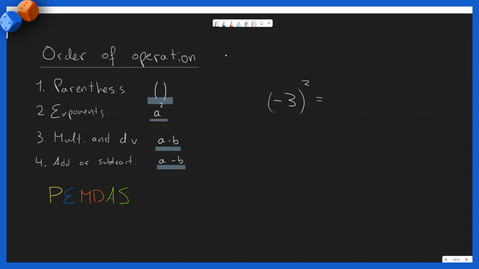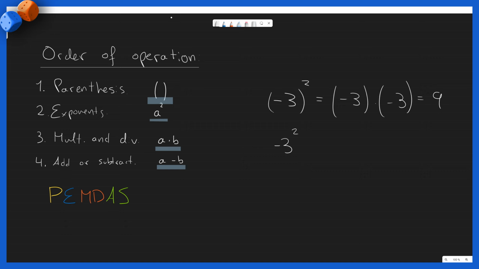Now, checking the list, we have to do the parentheses. There's nothing on the parentheses. Okay. Next, exponents. We have to do minus 3, it's on a parenthesis, times minus 3, equal to 9. Be careful, do not make a mistake with this. This is not the same as that. Here we have a parenthesis, and here we don't.